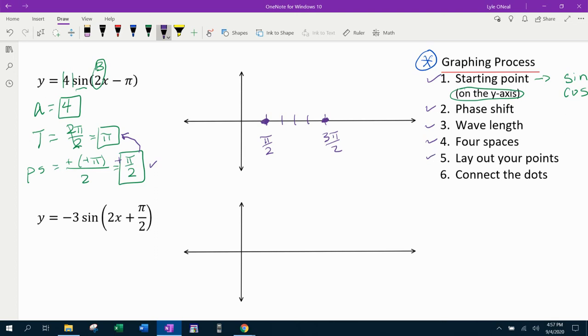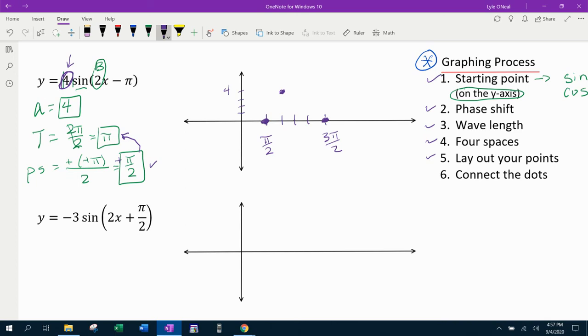Now, since I'm starting on the x-axis, I can either go up first or I can go down first. That's going to depend on the original coefficient of your trig function here. So since the original number in front was positive 4, that means I am going to go up first. We're going up to 4 at the first hash mark, bam, like so, going up to 4. And that's going to be the hilltop. That's going to be the maximum value of the wave.